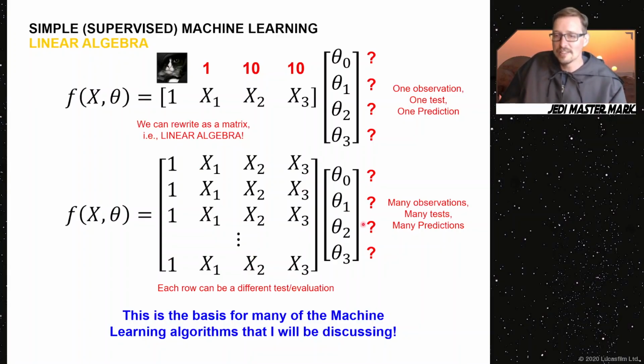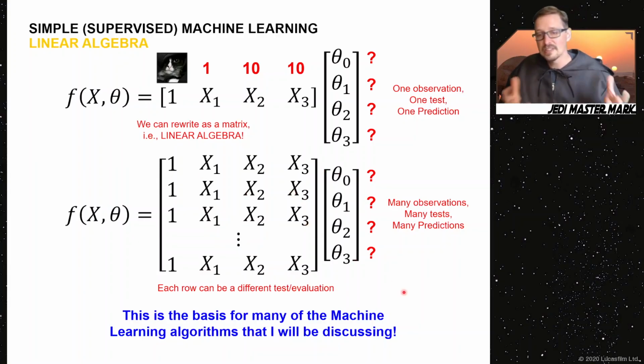The interesting part is these model parameters don't need to expand with it. So in this example, we're only going to have 4 model parameters, no matter how many different observations or tests that we have in this first matrix. And it's going to give us a prediction for each of these rows. So this matrix multiplication is the basis of many of the machine learning algorithms that I'll be discussing, and is really at the center of these neural networks as well.